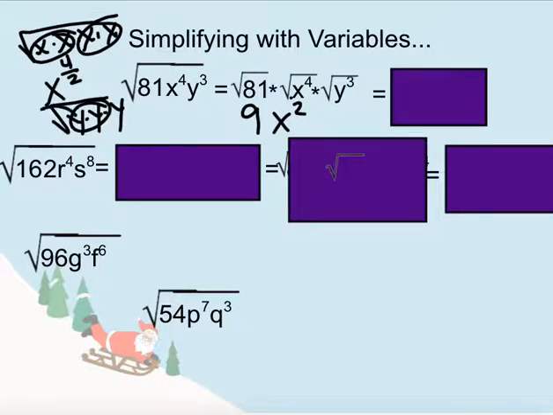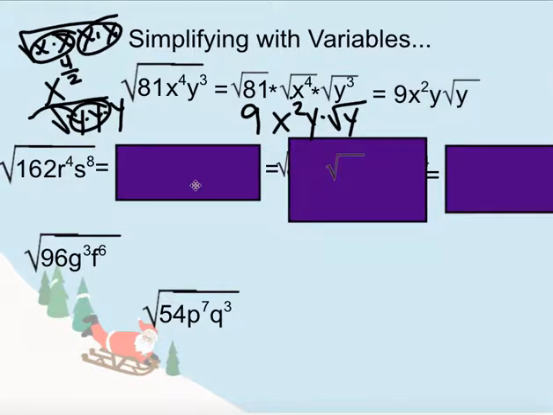Circle those 2 y's and pop them so that we get 1 y outside, but we're left with 1 y in the radical. Or you can see it as y, you could split it into the square root of y squared times the square root of y and simplify it that way. But regardless, you end up getting 9x squared y times the square root of 9y.